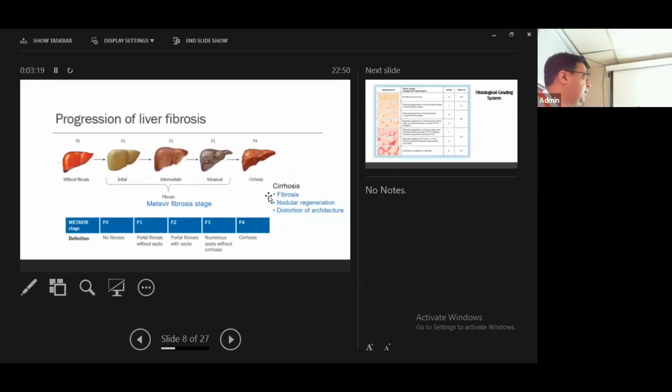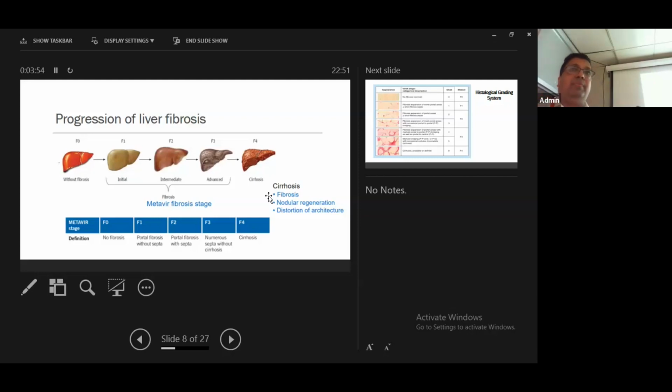Liver fibrosis progresses from F0 to F4. F4 is considered cirrhosis and F0 is no fibrosis. This is the METAVIR fibrosis staging system. F1 is initial fibrosis that progresses into F3 and F2 fibrosis. According to the METAVIR staging system, F0 is no fibrosis. F1 is portal fibrosis without septa. F2 is portal fibrosis with septa. F3 is numerous septa without cirrhosis, and F4 is cirrhosis.